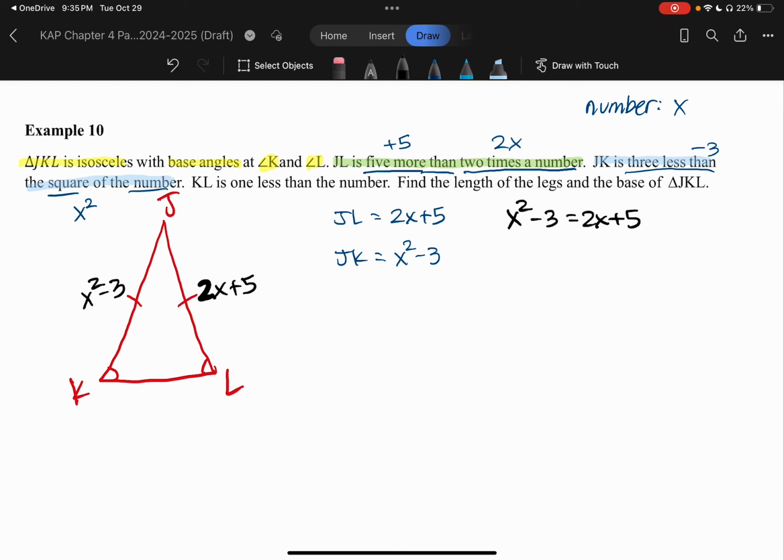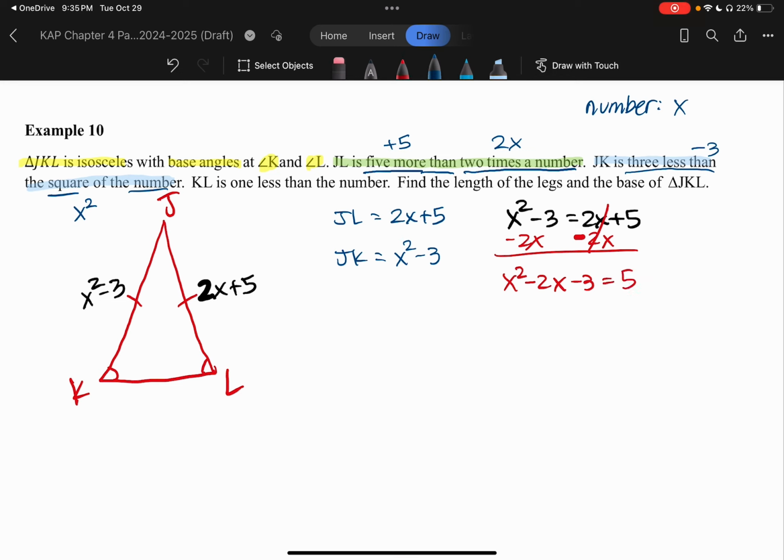What I have here is an equation with an x squared and an x and a constant. This is already an indicator that we're probably looking at factoring here. So if I want to solve this by factoring, you need this equation to be equal to 0. So that's going to be our focus here. I need this to be equal to 0, so I'm going to move the 2x to the other side. This would give us x squared minus 2x minus 3 is equal to 5.